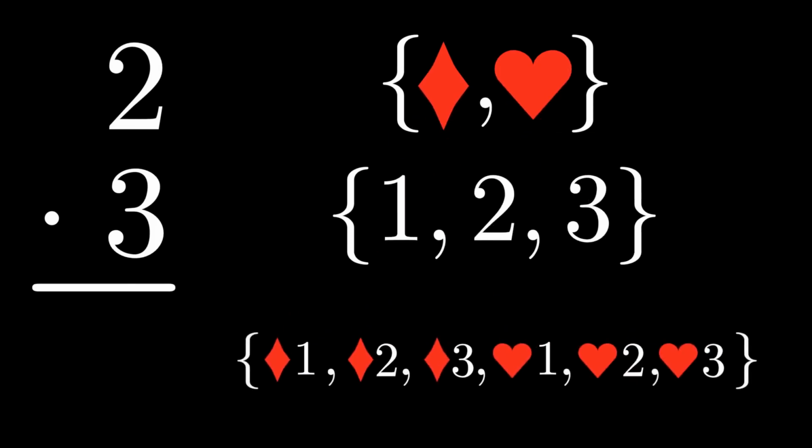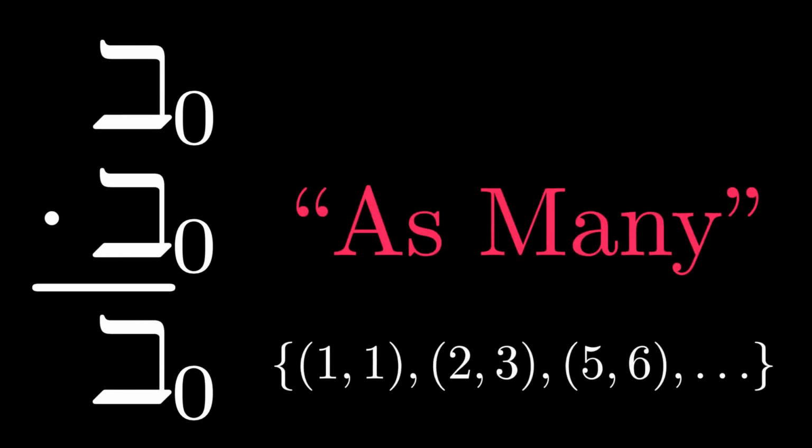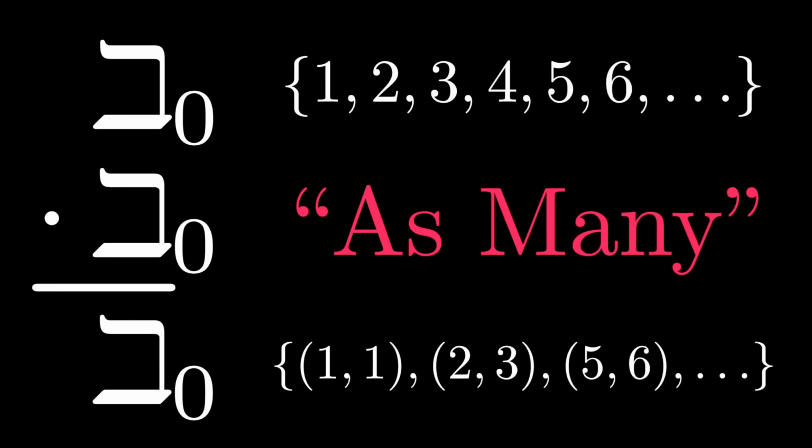So 2 times 3 is 6. Interestingly, ℵ0 times itself is still just ℵ0. Similar to what we did with the rational numbers, there are as many pairs of natural numbers as there are natural numbers themselves. ℵ1 times itself is also ℵ1.